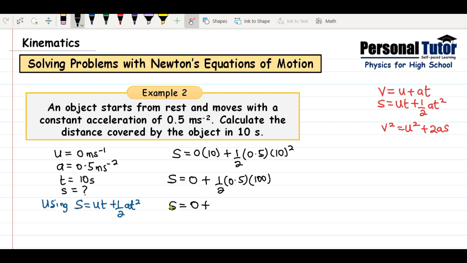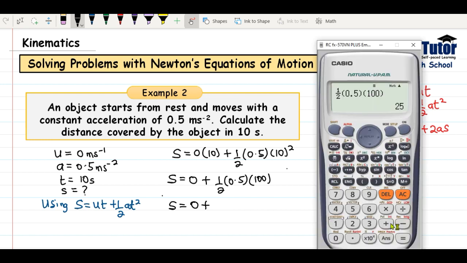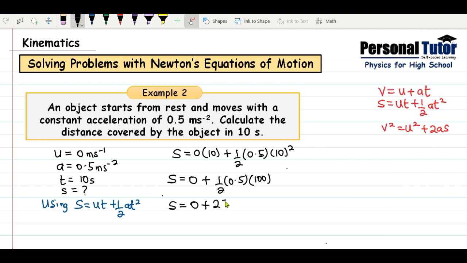You can use the calculator to assist us in that regard. And as I said, on the calculator, that will be 25. So finally, s is equal to 0 plus 25, amounting to 25, and it is in meters. That is distance.